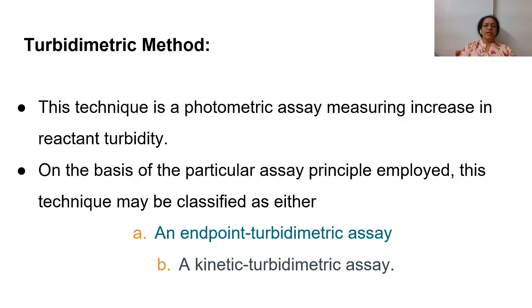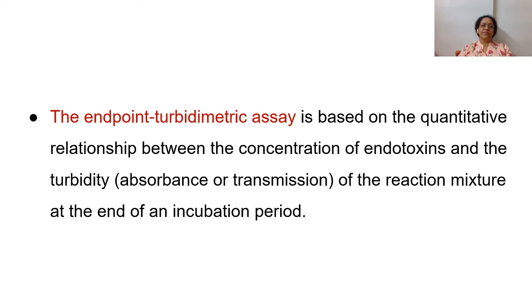Now, as you know, there are two more methods, the turbidometric and chromogenic methods. We'll see turbidometric first. This technique is a photometric assay, measuring the increase in the reactant turbidity. It means the more endotoxins, the more turbidity you can see in the sample. On the basis of the particular assay principle employed, this technique may be classified as an endpoint turbidometric assay and a kinetic turbidometric assay. Now, the basis of this test is very simple.